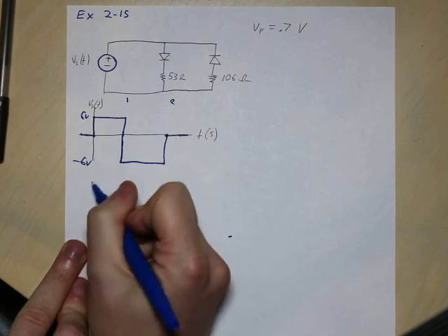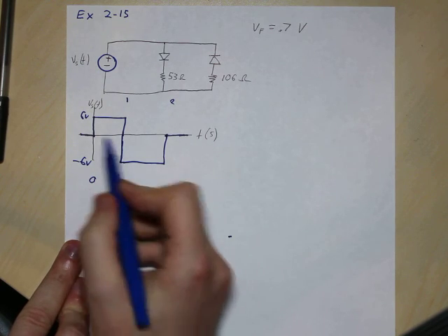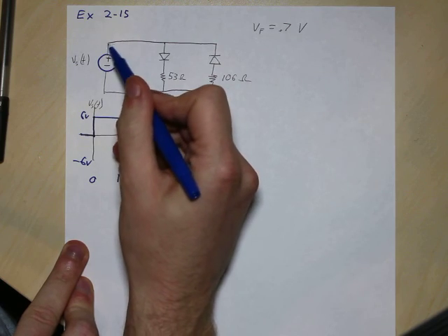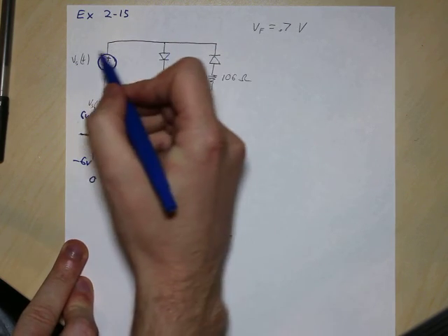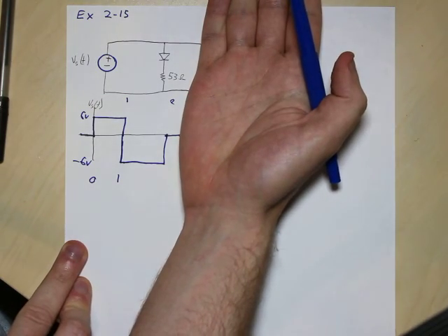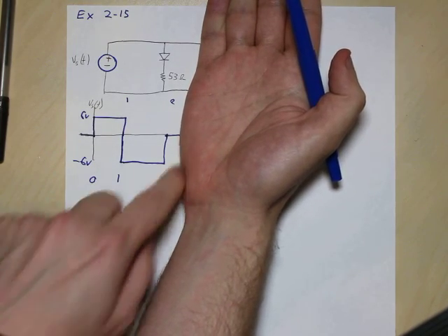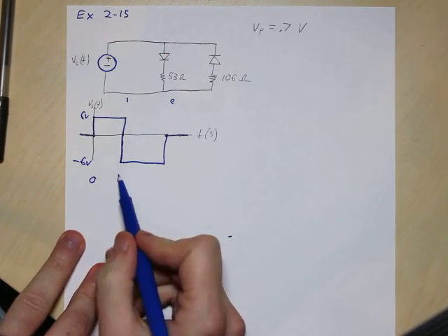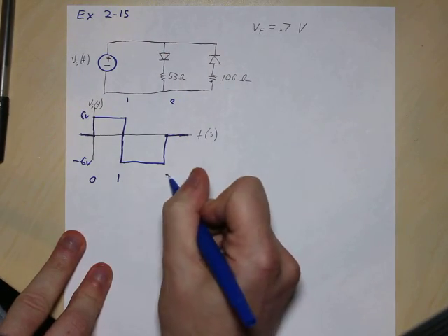From 0 seconds to 1 second, we're going to have 6 volts. So if 6 volts is coming through, that means this is positive up here. That means all the current is flowing in here and nothing is happening. So this is from 0 to 1. This is an open circuit over here. Nothing is happening. And now we also have from 1 to 2 seconds.